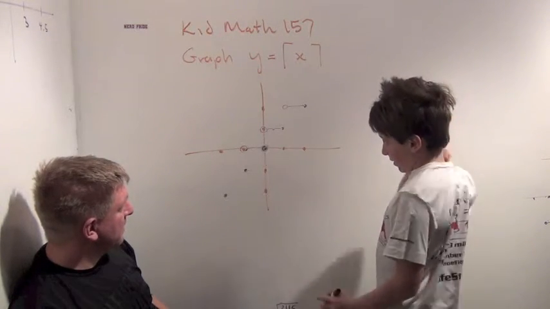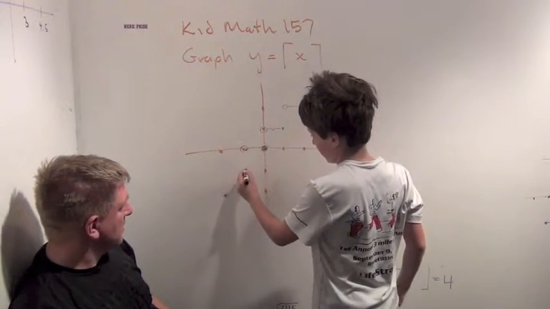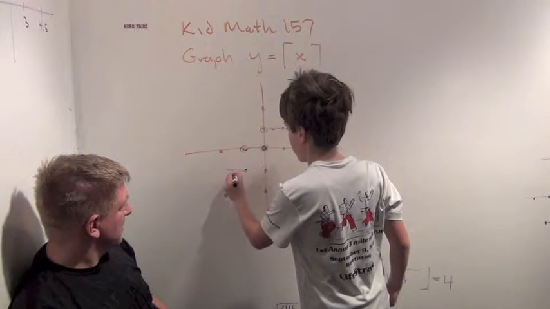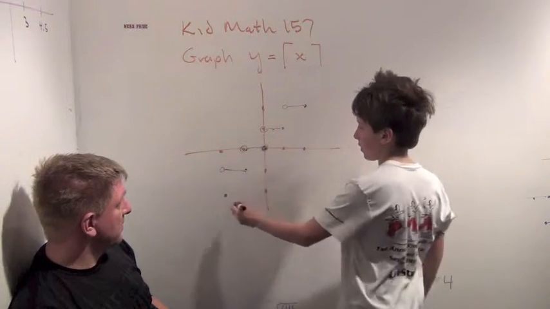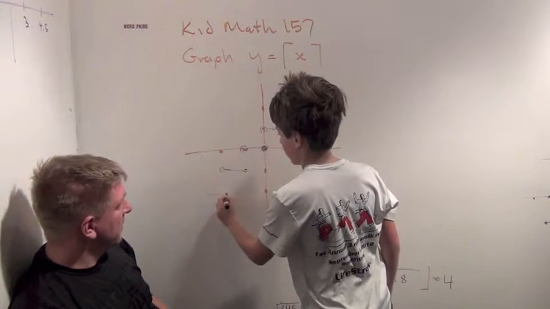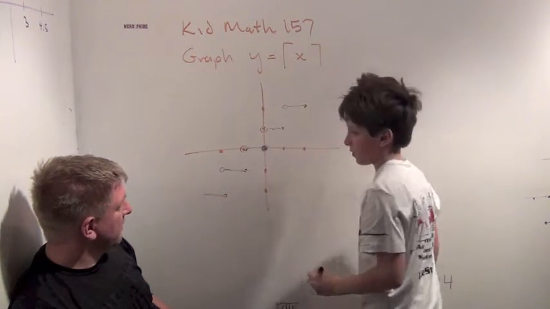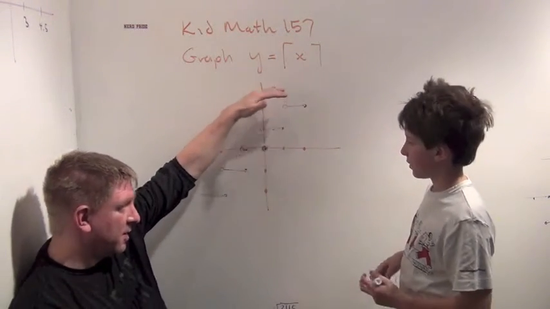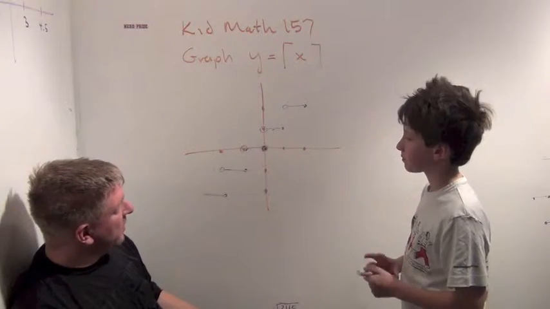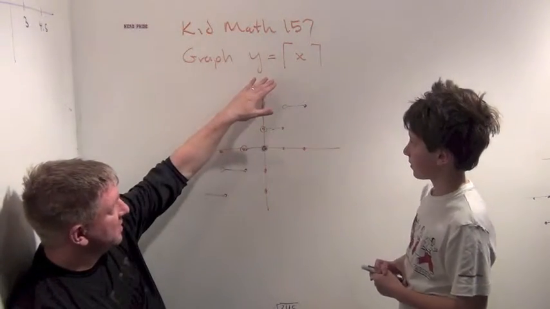Then from minus 1 to minus 2, not including minus 2. And then it's going to continue on. Interesting. So it looks like this staircase that we walk up forever. What is the domain of ceiling?